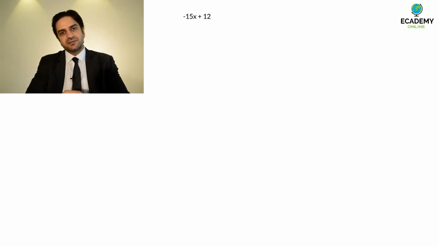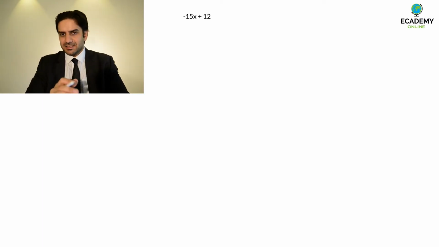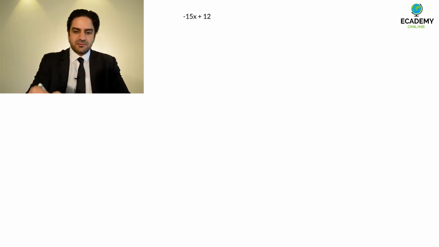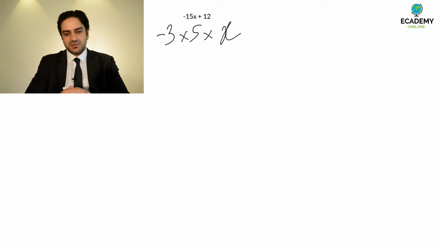Another example for this is the negative 15x plus 12. This is also linear because the x has a highest degree of 1. The common factor in this case is, well, minus 3 times 5 times x. This is breaking down the negative 15x into factors, and the 12 can be broken down into 3 times 4.